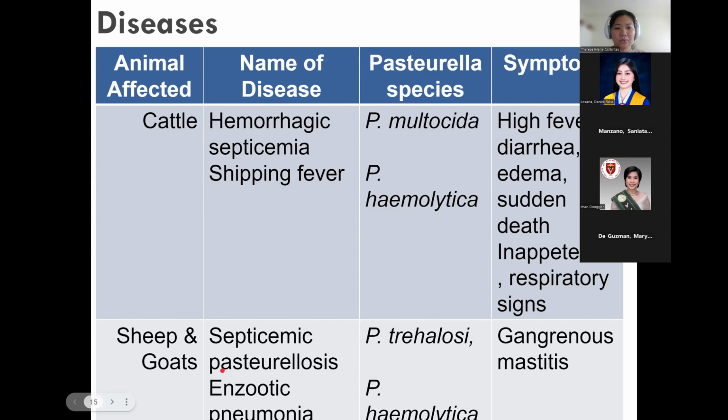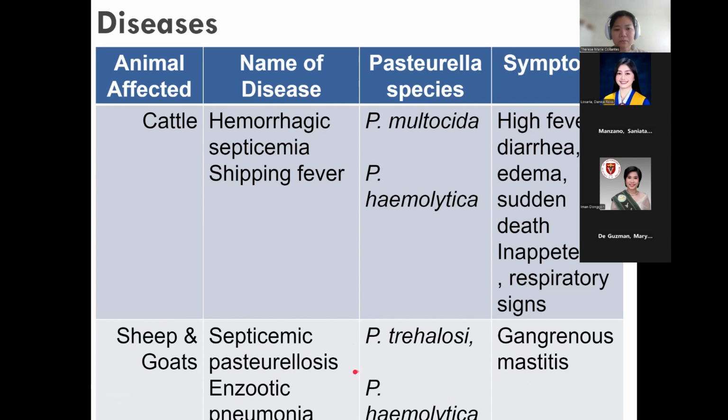In small ruminants, there is septicemic pasteurellosis and enzootic pneumonia. Two species are important, the Trehalose and Hemolytica. And they can also cause gangrenous mastitis. Now we'll look at some pictures of this mastitis later.